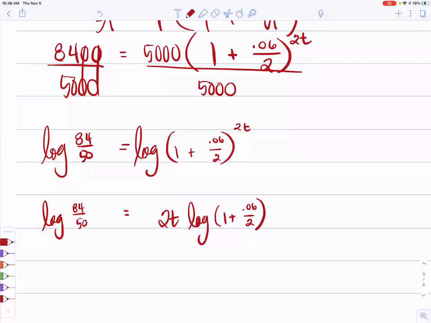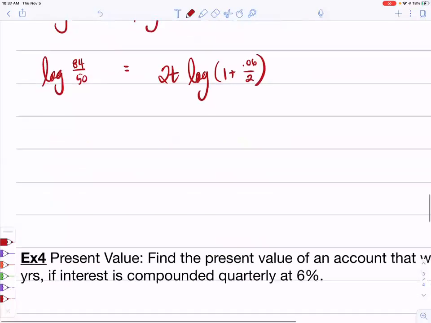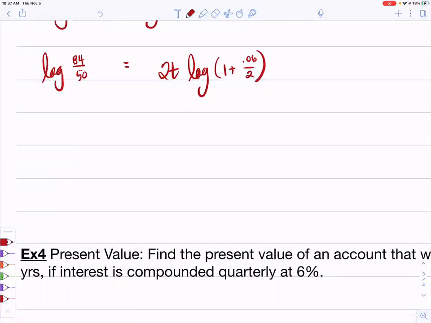What is my goal on this? Remind yourself. Solve for t. What's happening to the t right now? It's being multiplied by what? 2 and a log of a whole bunch of junk, right? Well, how do you get rid of multiplying? Divide. So let's divide by the two things that it's multiplying, the 2 and the log. So this is going to be log of 84/50 divided by 2 log of 1 plus 0.06 over 2.